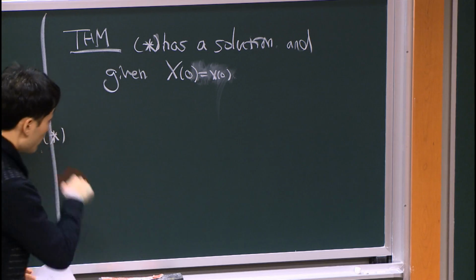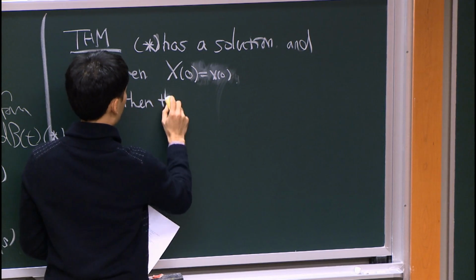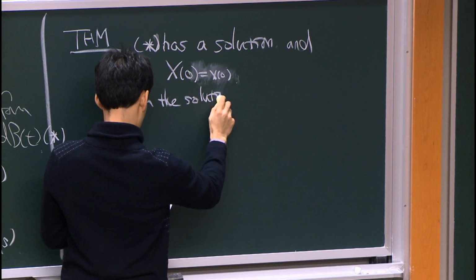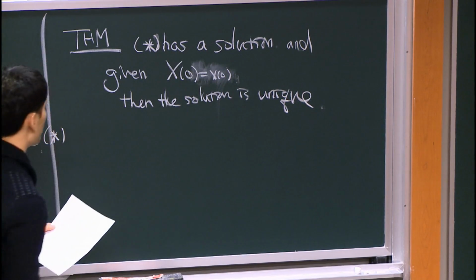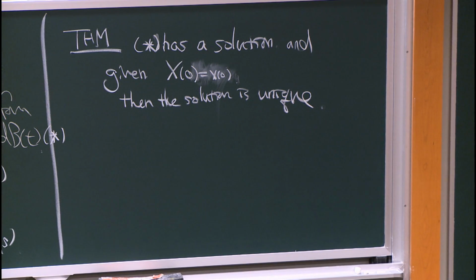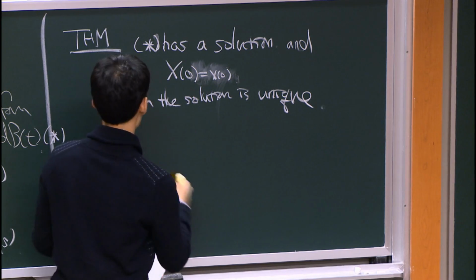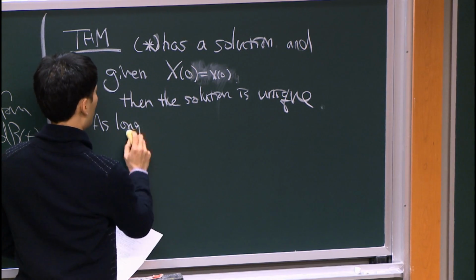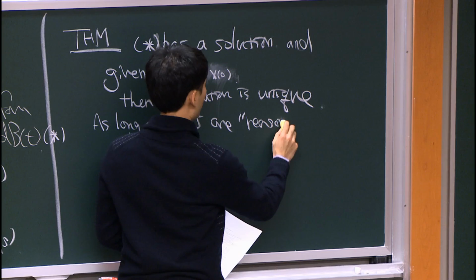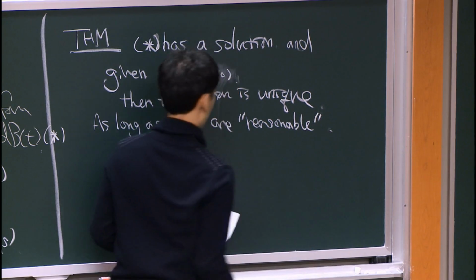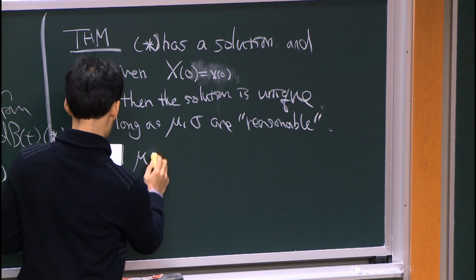So if you're given the initial point of the stochastic process, then the solution is unique, as long as mu and sigma are reasonable. One way they can be reasonable is if they satisfy these conditions.